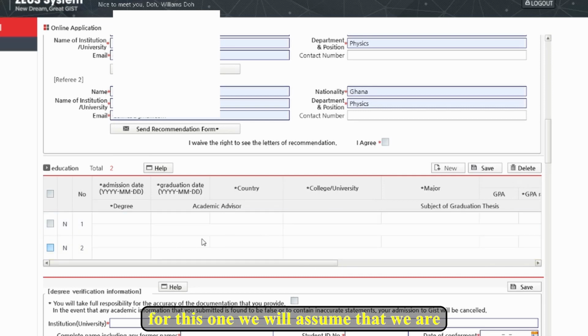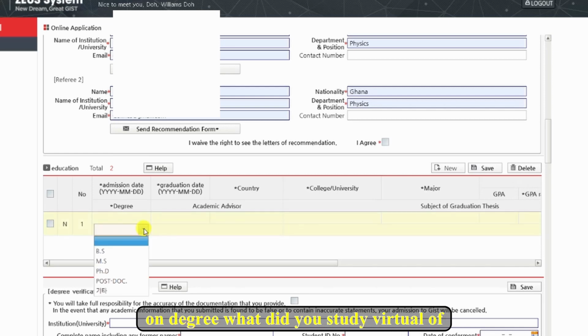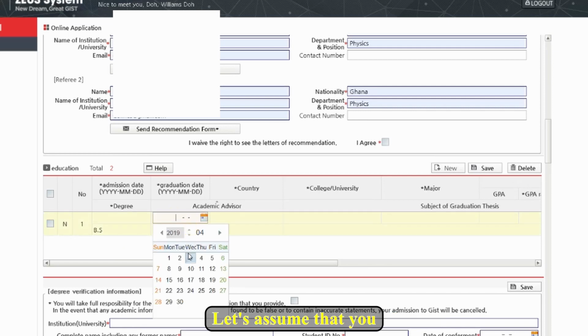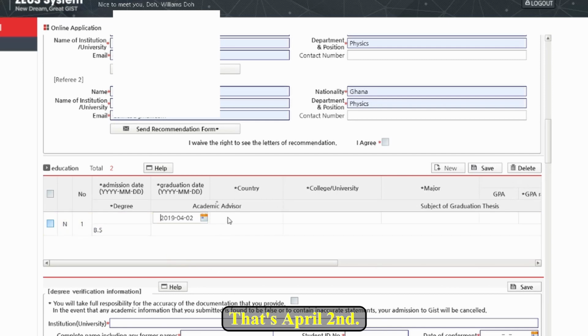But for this one, we will assume that we are applying just for a Master of Science. We are not going to spend too much time writing too much here. It's important to go ahead and then click on degree. What did you study? Bachelor of Science. And next one, date of graduation. Let's assume that you went to school in 2019. That's April 2nd.